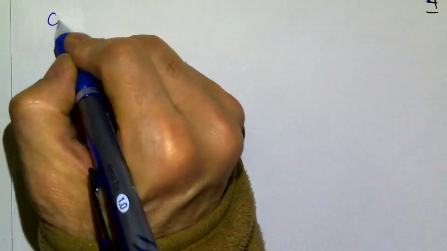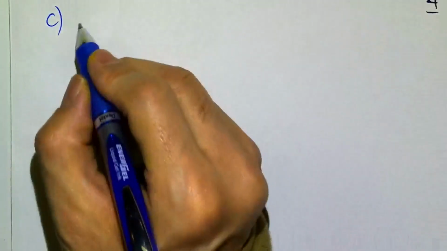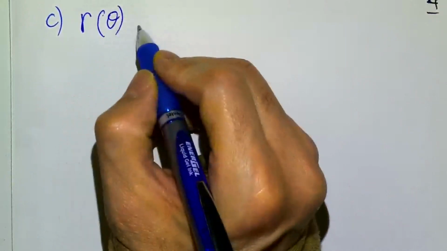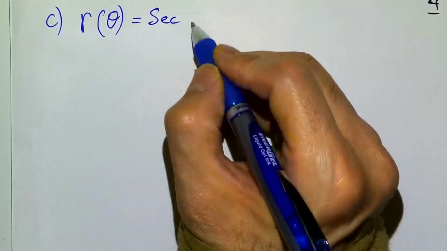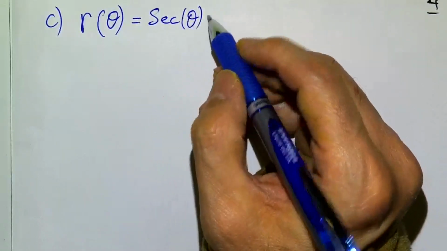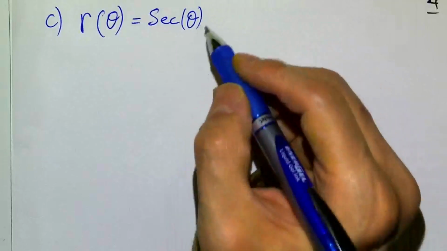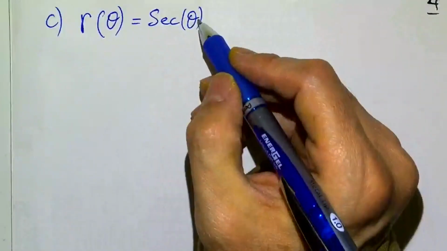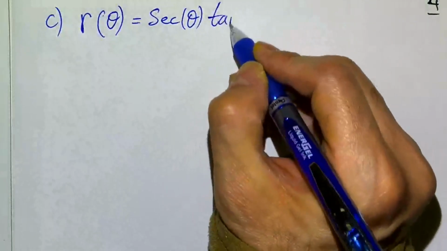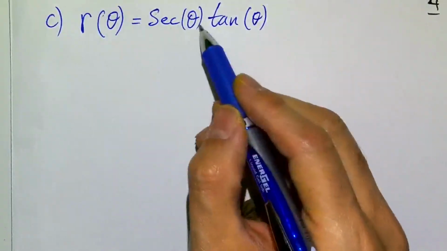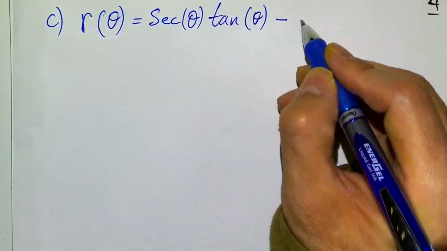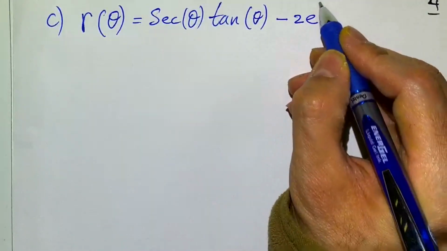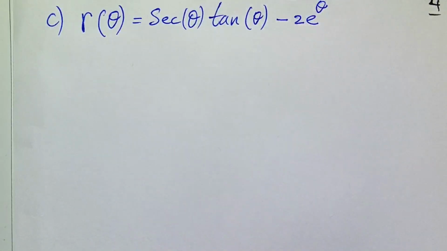Suppose we want to find the antiderivative of this function. This time, let's pick a trigonometric one. r of theta is equal to secant theta, and you don't have to put these parentheses, I just put them there. It's a visual aid. Times tangent of theta. So it separates clearly the secant from the tangent function here. Minus 2e to the theta power.